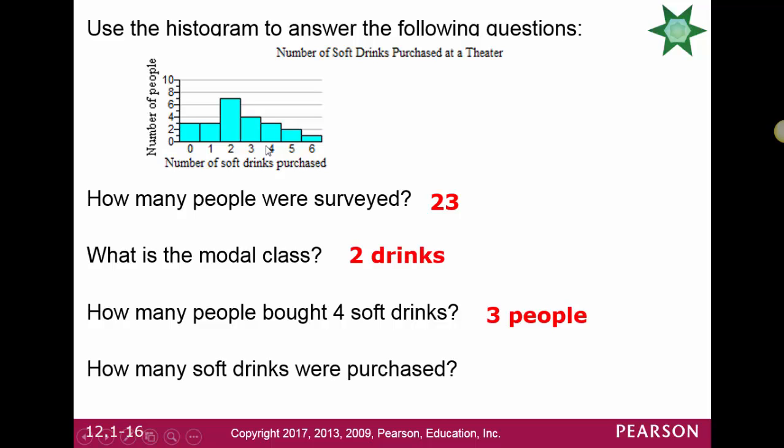How many soft drinks were purchased? In order to do this, we're going to have to add the value of the class times the frequency. So 0 doesn't really help us at all. So we have 1 times 2, plus 2 times 7, plus 3 times 4, plus 4 times 3, plus 5 times 2, plus 6 times 1. And if you add all those up, you get a total of 57 drinks purchased by the people that were in this survey.